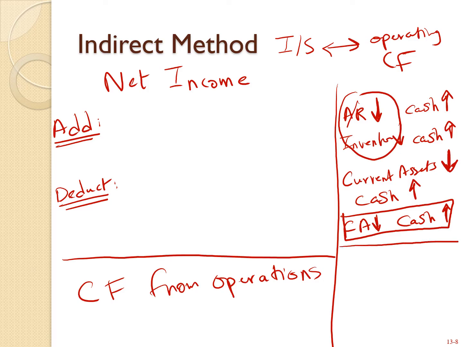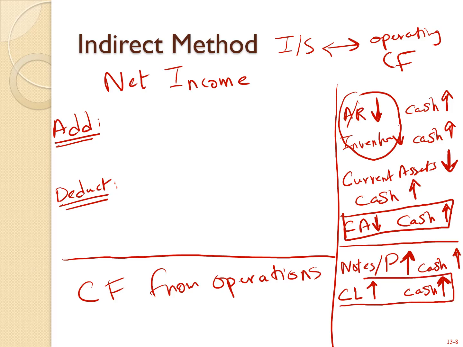Let's move to current liabilities. If your notes payable goes up, it means that you borrowed money, so your cash goes up as well. Therefore, your current liabilities move in the same direction as cash. So when current liabilities go up, your cash also goes up. And the opposite is true. If your notes payable go down or your accounts payable go down, it means that you are offsetting some of your outstanding bills or debt, and therefore your cash will decrease. So when current liabilities go down, cash also goes down.